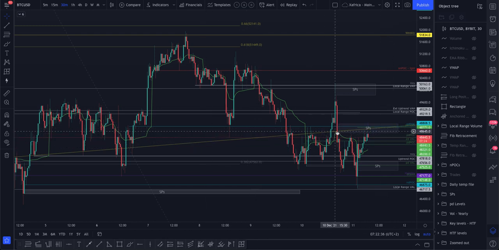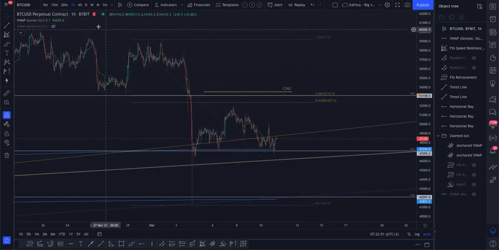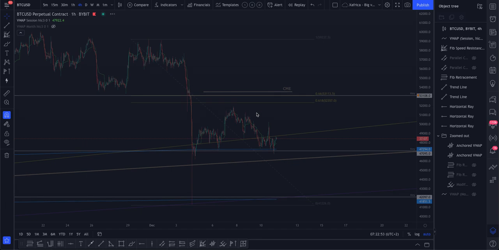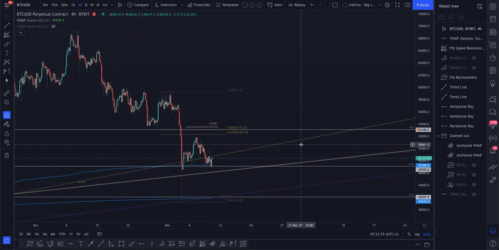Look at that 618. It's resistance now, so you can watch that. If we break that level, we're probably going to go up to 50,000 again. There's a local range value area high that I used, but that was also a psychological level, 50. So let me just go back to this chart. We go to the 4-hour. Also so simple to use.